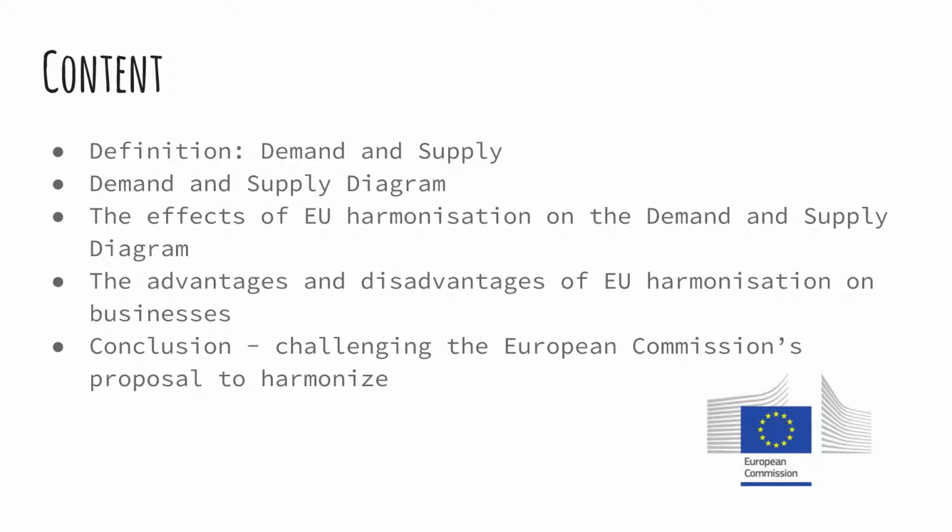First we will begin with the content. Before we can talk about the institution's position on the European harmonization of contract law, we need to have an idea and understanding of the demand and supply diagram. Thus a definition is required first, followed by the explanation of the demand and supply diagram and what it entails. Then the effects of the EU harmonization on the demand and supply diagram, leading to the advantages and disadvantages of the EU harmonization on businesses, and then concluding with the institution challenging the European Commission's proposal to harmonize in the first place.